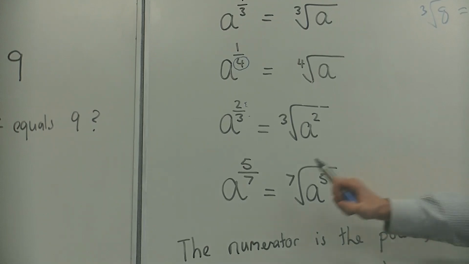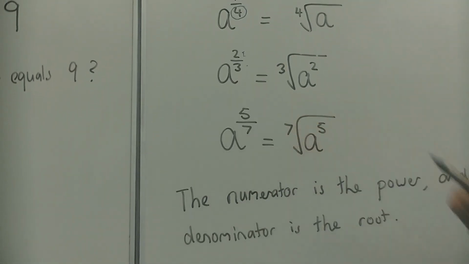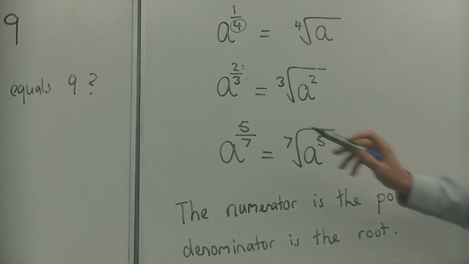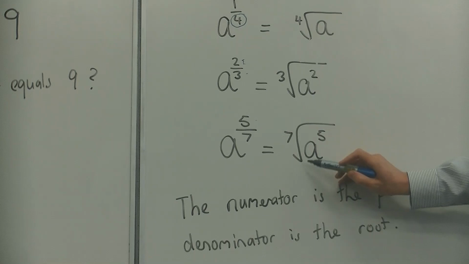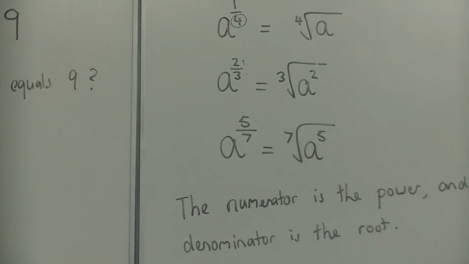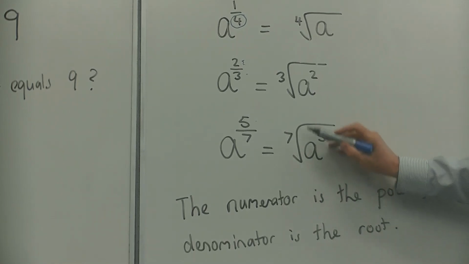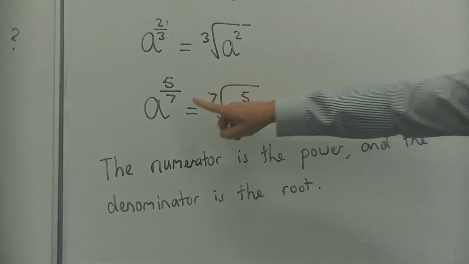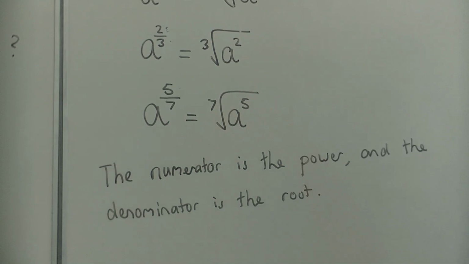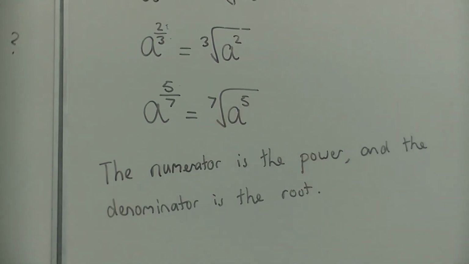So same as for the next example, a to the power of 5/7. The top number is the power, so it means a to the power of 5, and the bottom number is the root, so it means the 7th root of that. So it's a to the power of 5 and the 7th root. So that's how you write it in surd form. This is in index form. And that's it. That's what this whole exercise is about.